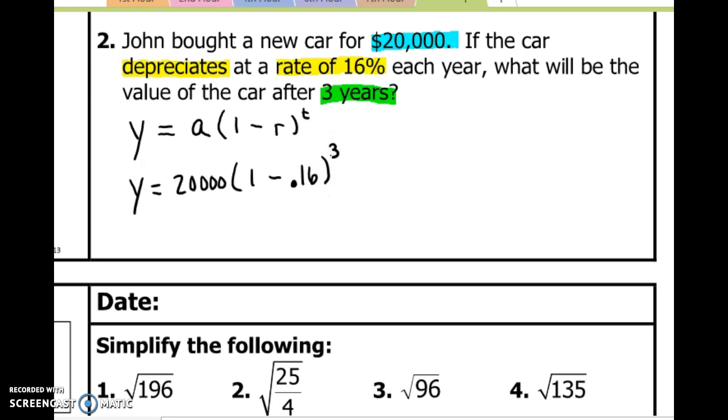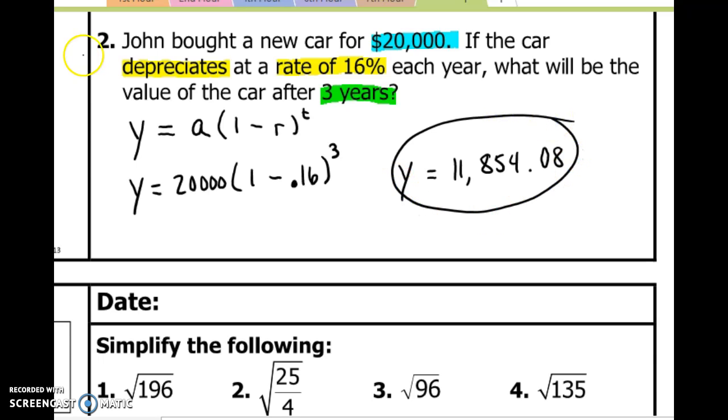So now all we need to do is enter this in our calculator. 20,000, parentheses, 1 minus 0.16, close your parentheses, to the power of 3. After 3 years, the car will only be worth $11,854.08.